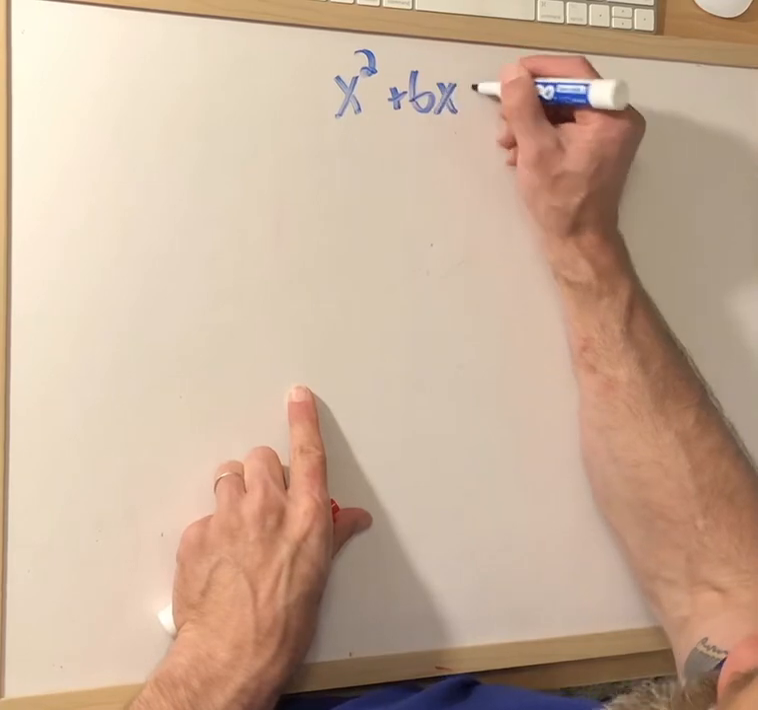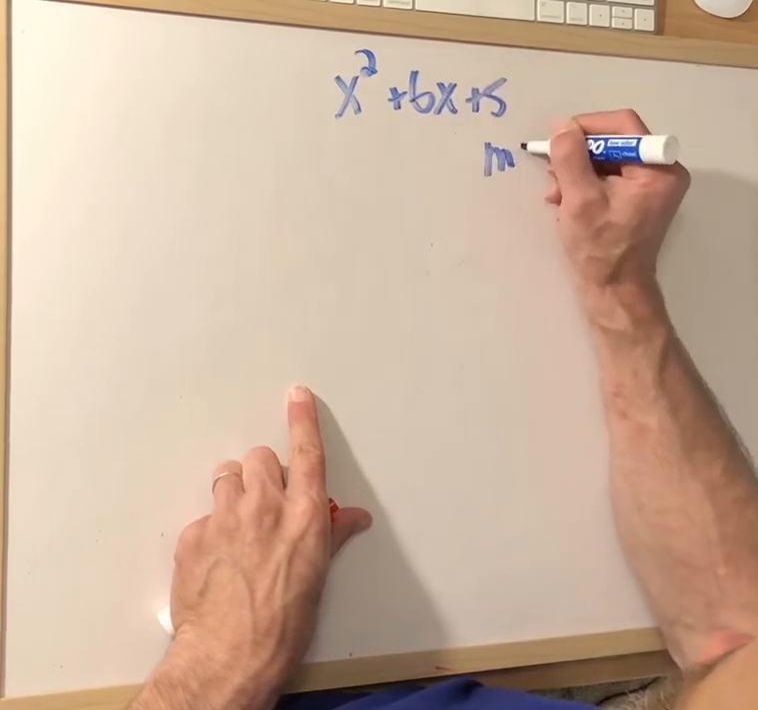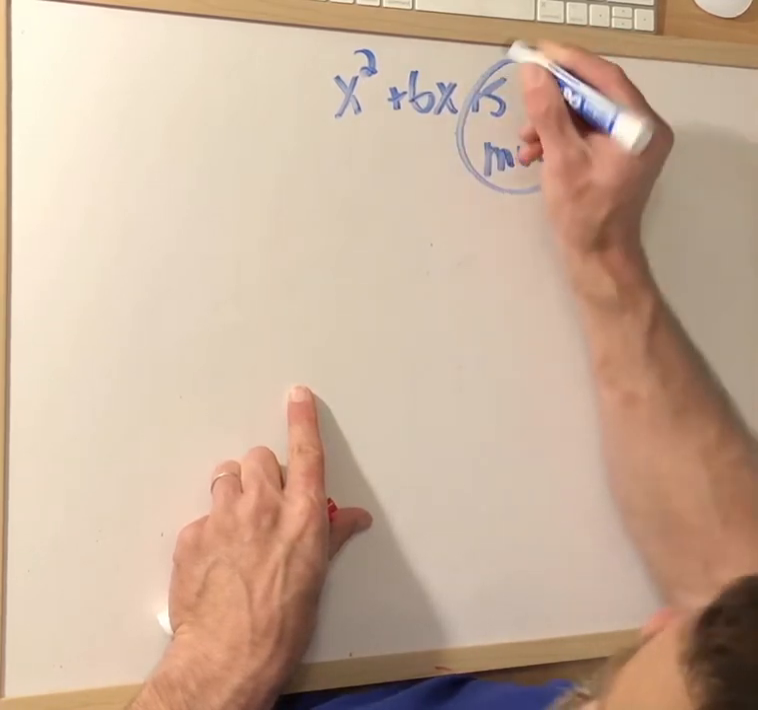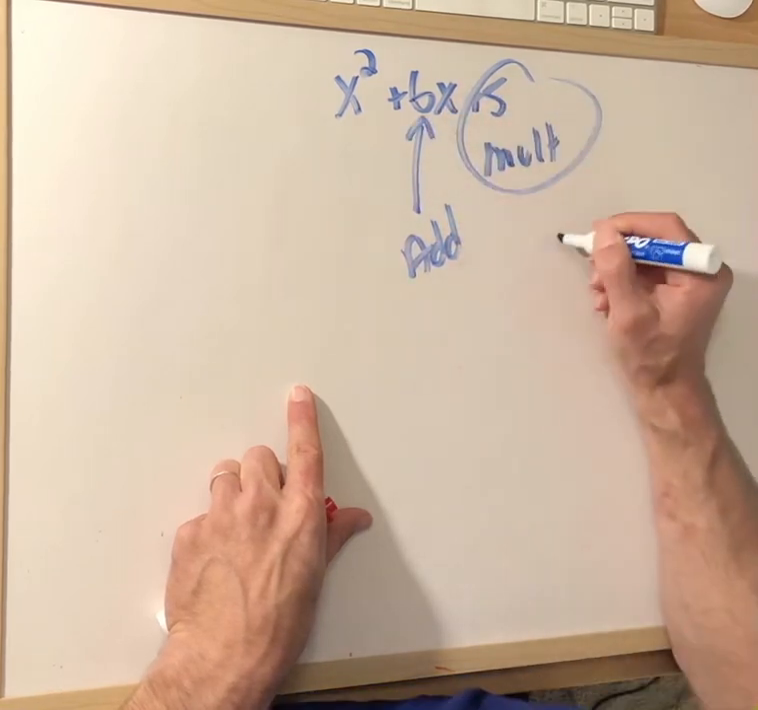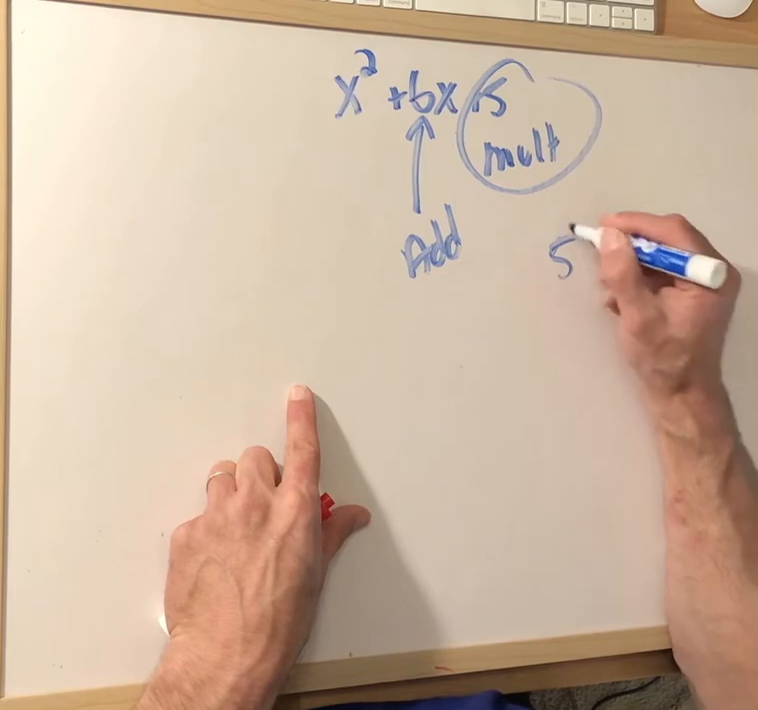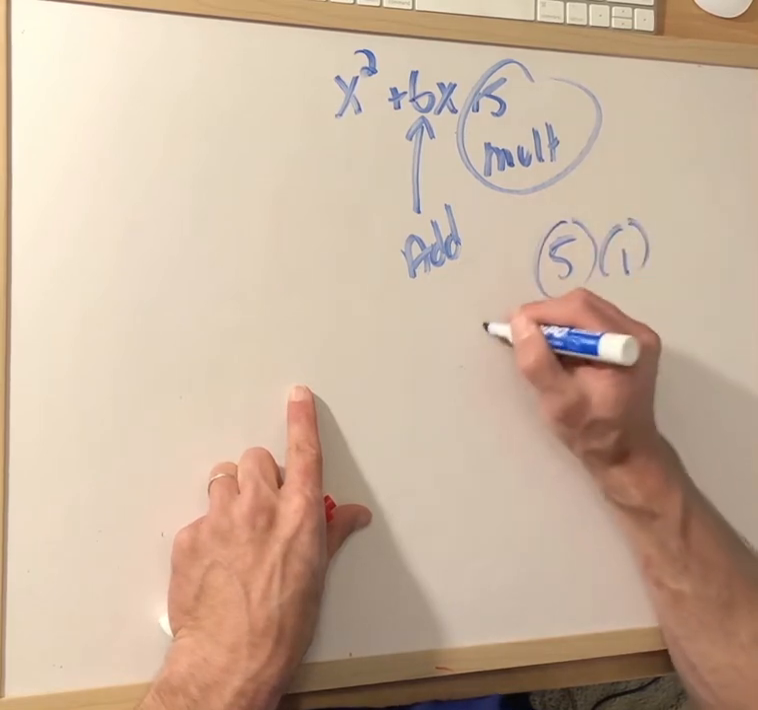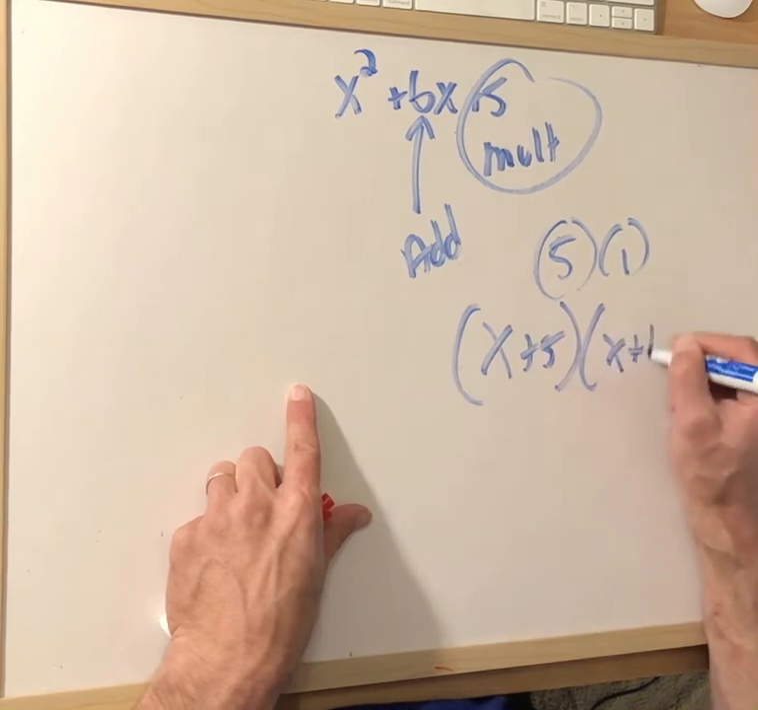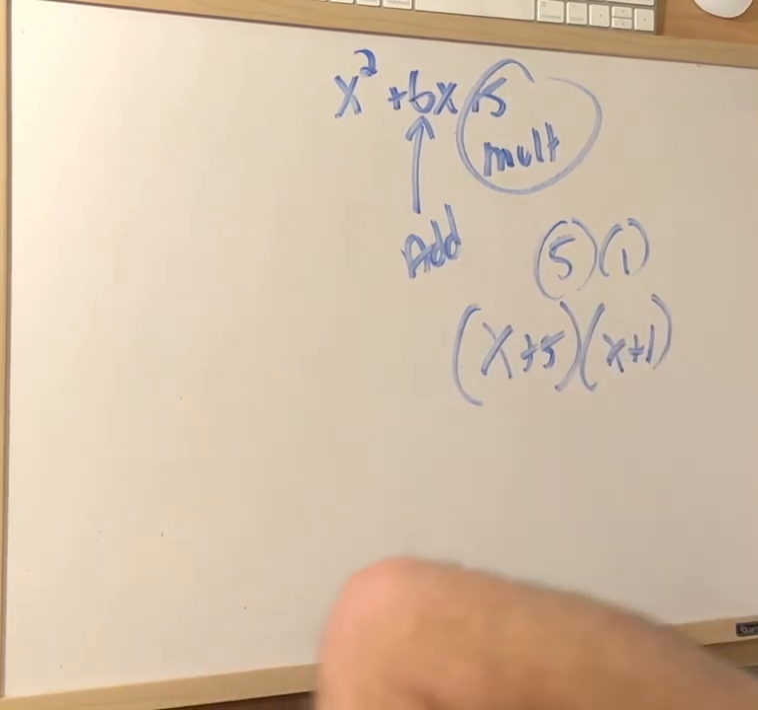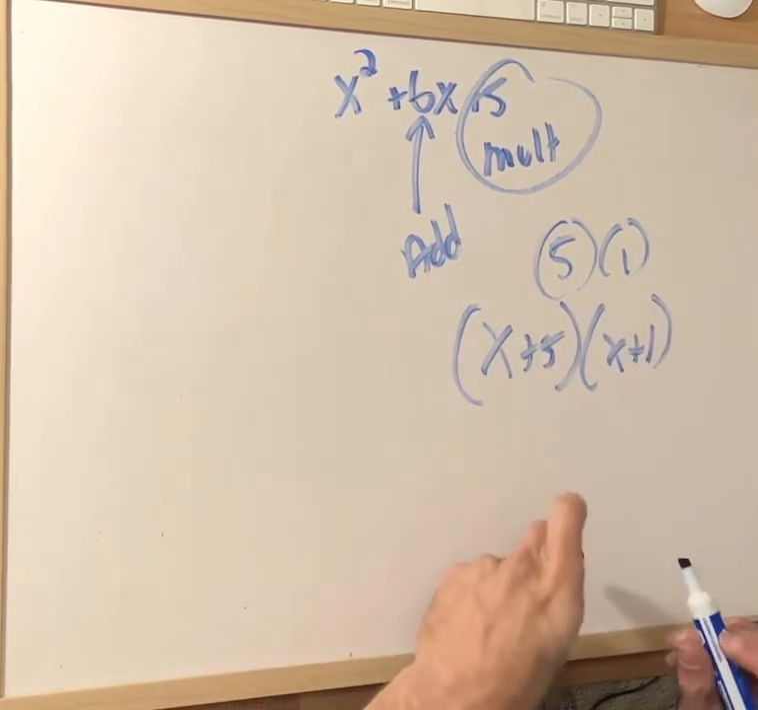You have to find two numbers that multiply together to get 5, and those same two numbers have to add together to get 6. That is 5 and 1. So it's x plus 5 times x plus 1. That's the answer for number 13, which is letter choice C.